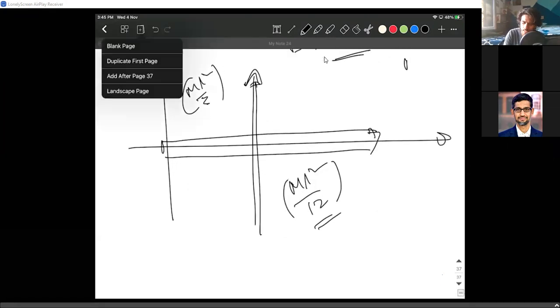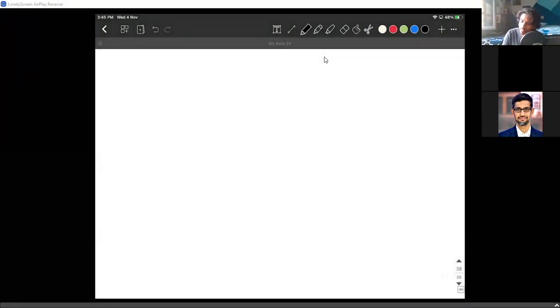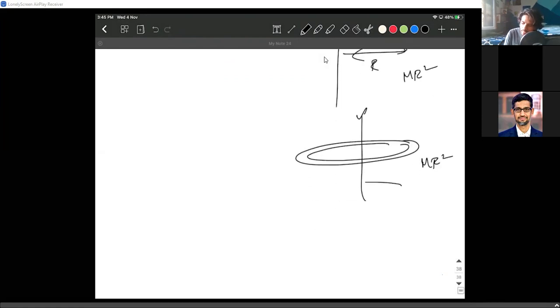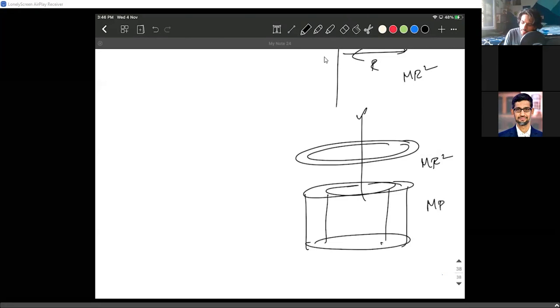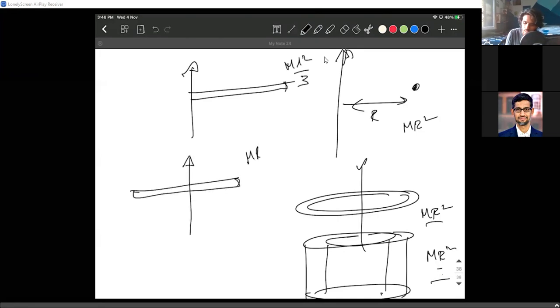Let's just talk about all the points until now. If it is a simple particle, a mass at a distance r from the axis, the moment of inertia is mr square. If it is a ring, the moment of inertia is mr square. If it is also a hollow cylinder, the moment of inertia is still mr square. We've already talked about these values, so remember them. Now we're talking about a rod, about this axis, ml square by 3. Now the same rod, ml square by 12. So these are the values that you need to remember.